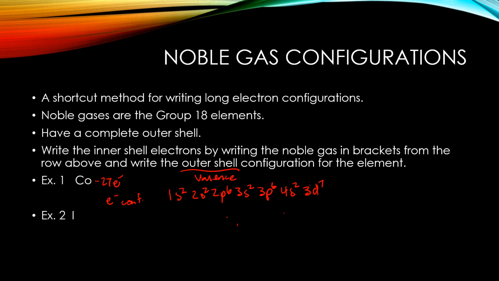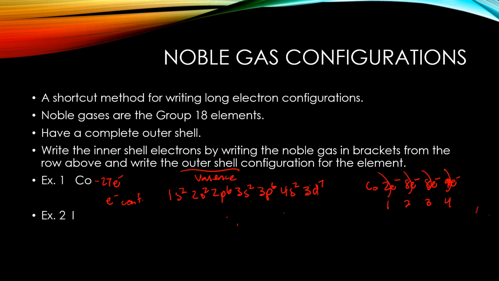And actually, now that I think about it, I am going to do the Bohr model for cobalt really quickly, so that you guys can kind of see what I'm talking about. So again, I'd have 2 electrons in the first energy level. In the second energy level, I'd have 8. In the third energy level, I'd have 8. And then in the fourth energy level, I would have 9.